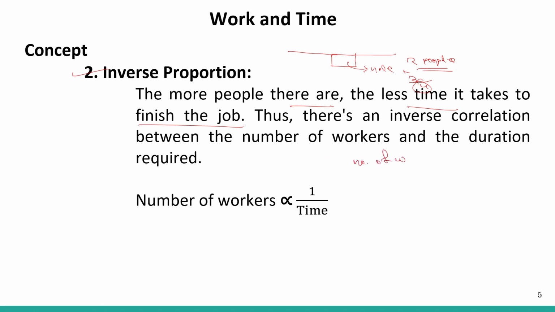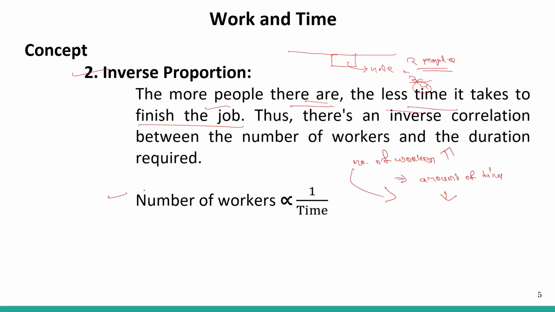So, number of workers increases implies amount of time decreases, right? So this is the relation that is called inverse proportion. The more people there are, the less time it takes to finish that job. Thus there is an inverse correlation between the number of workers and the duration required. The ratio at which the number of workers increases is the same ratio at which the amount of time will decrease. So this is the inverse proportion relation.